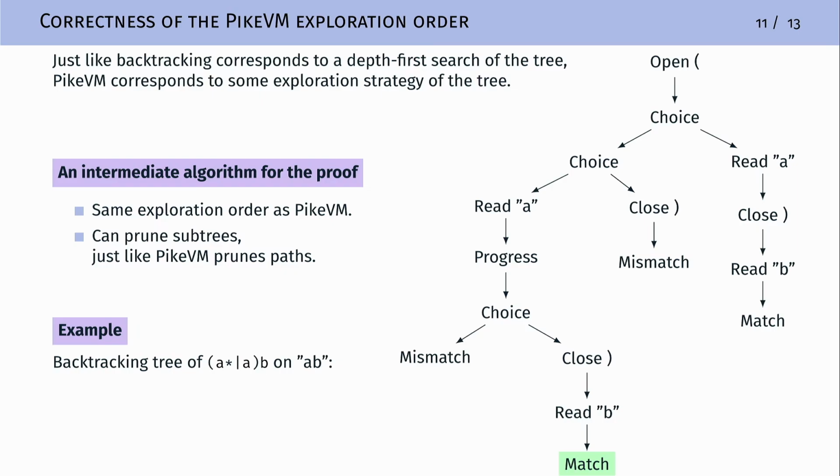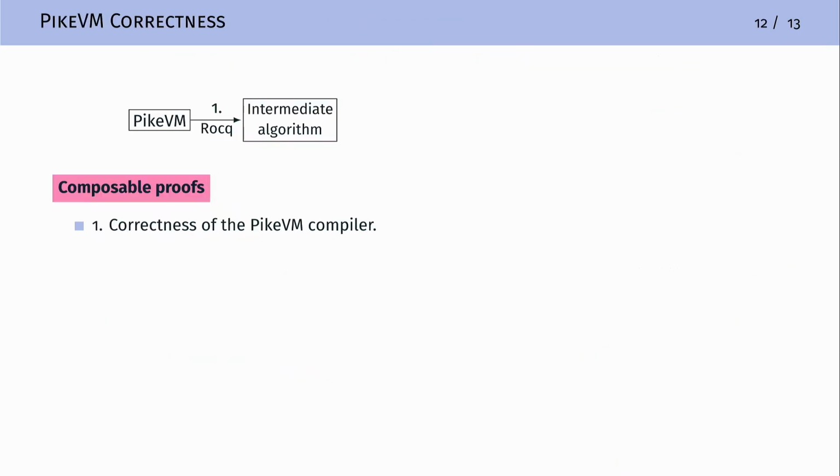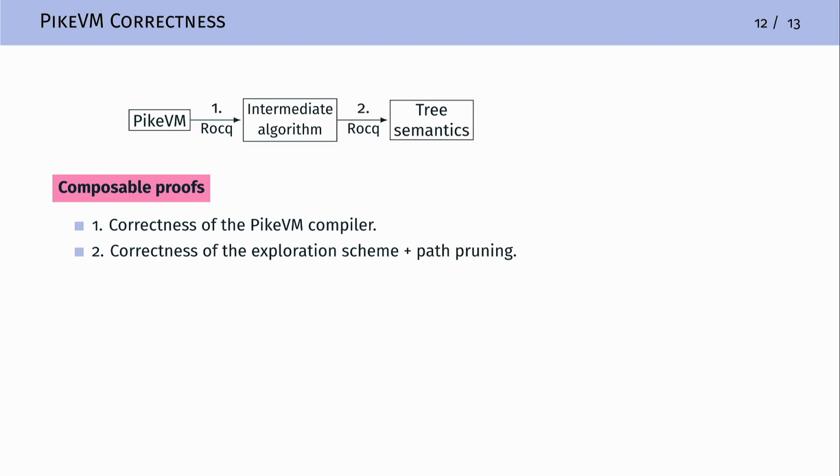Now, it's very convenient that this has the same exploration order as the PikeVM algorithm, because the first step of our proof is then proved by simulation that those two algorithms always return the same result. And then finally, what we can do is prove that this exploration strategy always returns the first match leaf of a backtracking tree. And conveniently, this proof has nothing to do with bytecodes or NFAs. It's just a proof about trees.